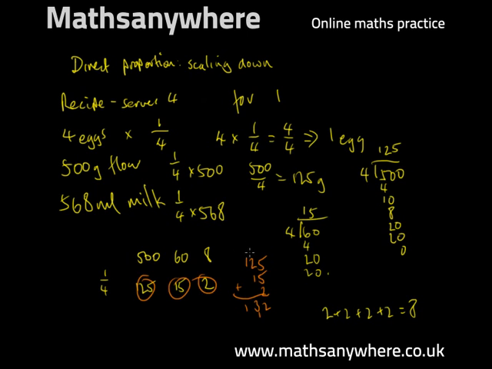So if we reduce 568 by multiplying it by a factor of 1/4, or dividing it by 4 effectively, we get 132 mils. So I will circle our new recipe, or the quantities required for our new recipe. We use 1 egg, 125 grams of flour, and 132 mils of milk.